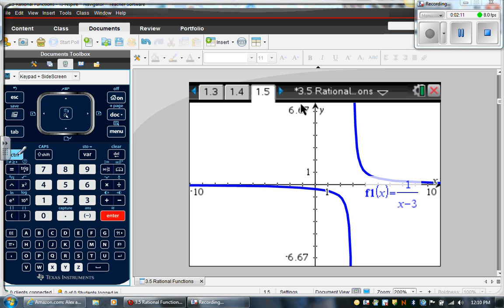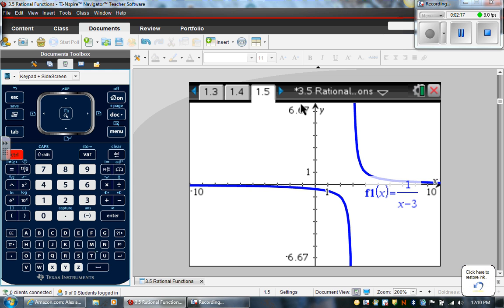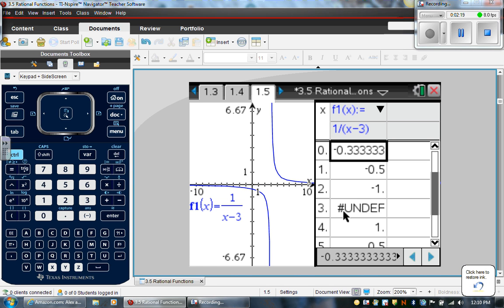Something seems to be happening here. It doesn't look like anything exists there. Another way I could figure that out is to look at the table and see what's happening at that value. We see that when x equals 3, the function becomes undefined. If I plug 3 into the denominator, 3 minus 3 is 0, which gives us 1 over 0, which is undefined. So the function doesn't exist at x equals 3.